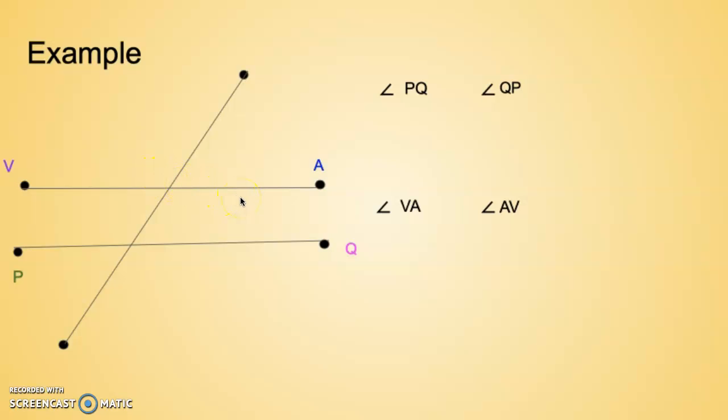Alright, so this example is good to explain these kinds of lines, and I just explained the lines in these examples, and I also explained the kinds of angles that you can identify in this example here. PQ, QP, VA, and then there's more.